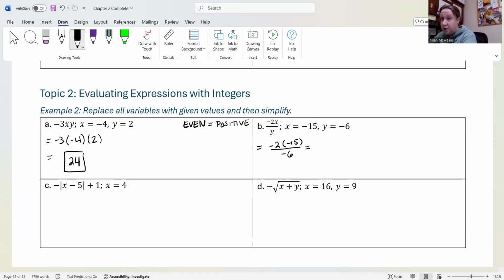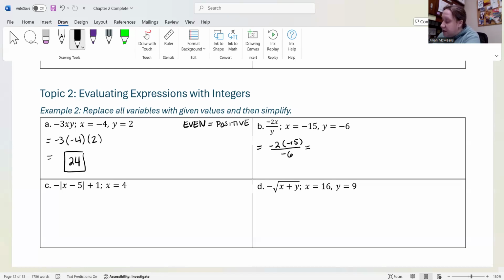So what I'm going to do is I'm going to completely simplify my numerator first, and then I'll divide the numerator by the denominator. And just remember, numerator is the top number in a fraction, denominator is the bottom number in a fraction. So for the numerator, I have -2 times -15. When you multiply two numbers with the same sign, the product is always positive. Even though these two numbers are negative, the product is going to be positive.